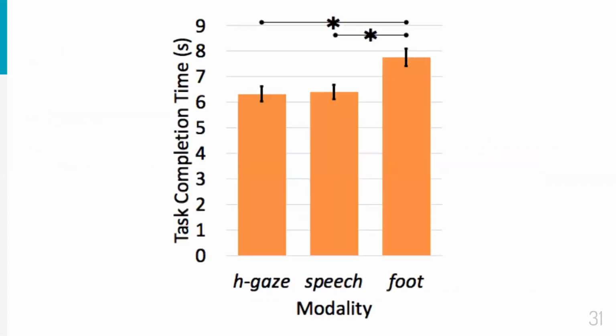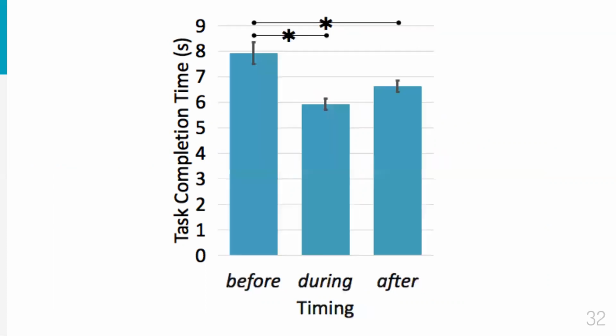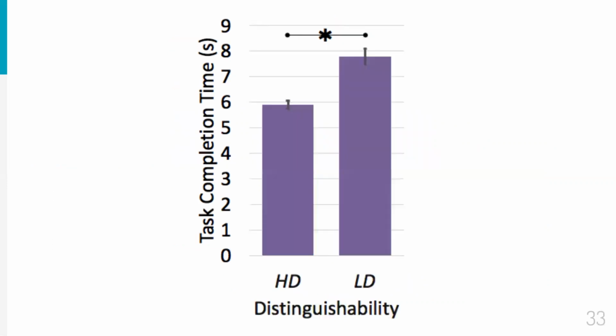shape. From the results, we see that head gaze had the lowest task completion time, closely followed by speech, and foot tap had the highest task completion time. But most participants reported that they preferred head gaze. In terms of timing, the during condition was significantly faster for completing the task, followed by the after condition and followed by the before condition. For distinguishability, as you might have expected, high distinguishability operations were faster to complete than low distinguishability operations.